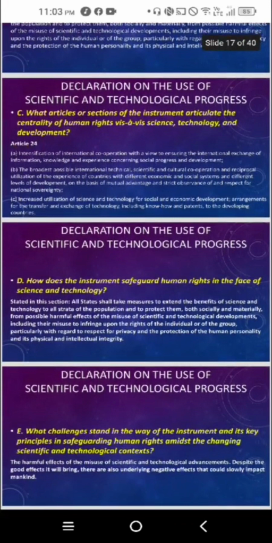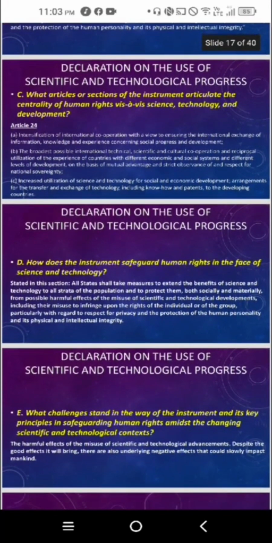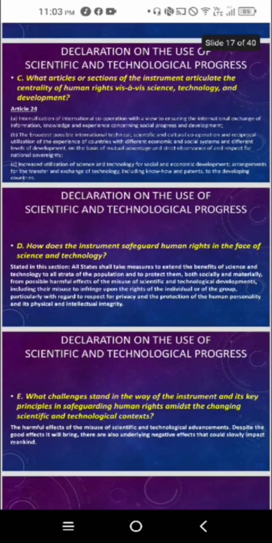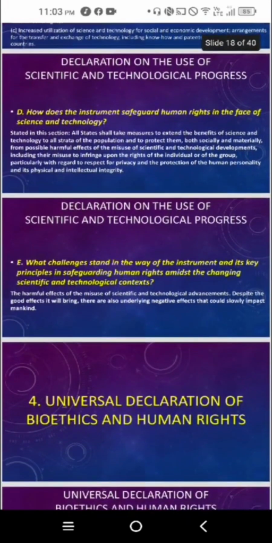What articles or sections of the instrument articulate the centrality of human rights via science, technology, and development? Article 24. Its intensification of international cooperation with a view to ensuring the international exchange of information, knowledge, and experience concerning social progress and development.